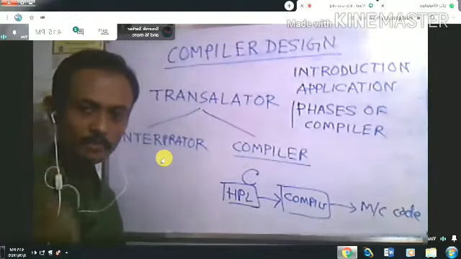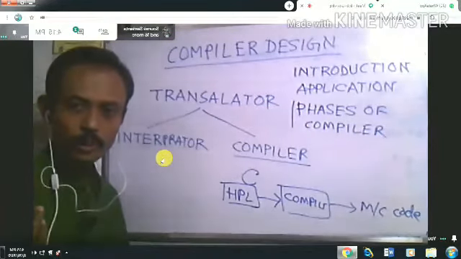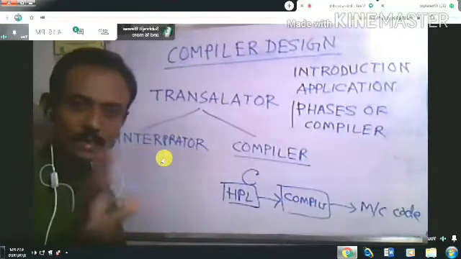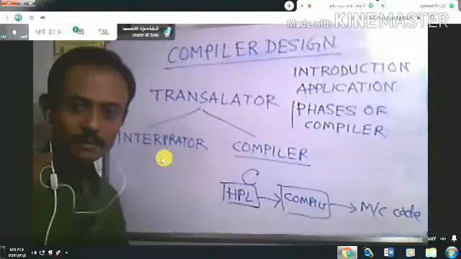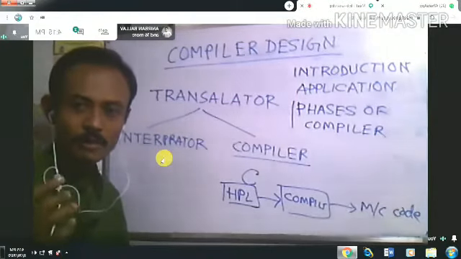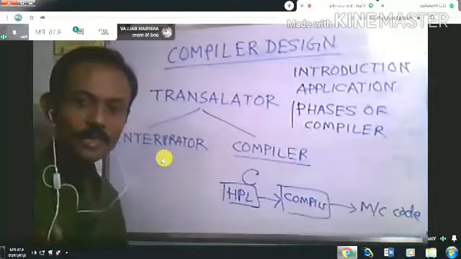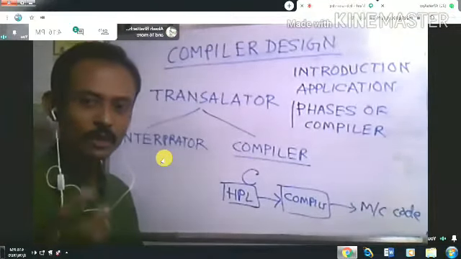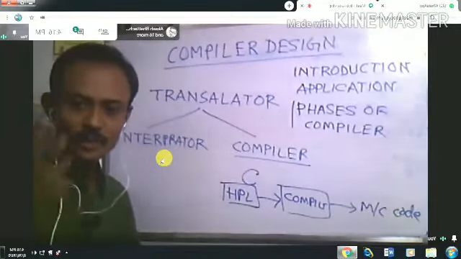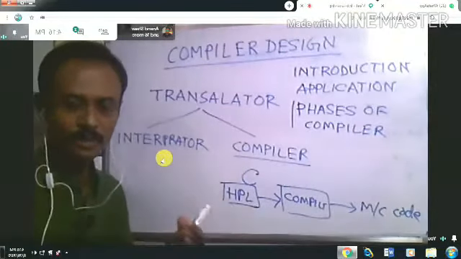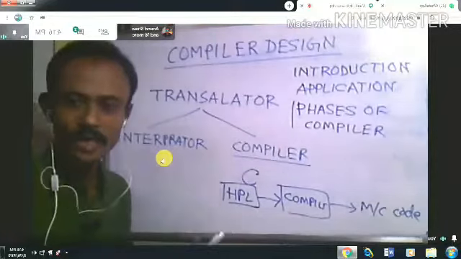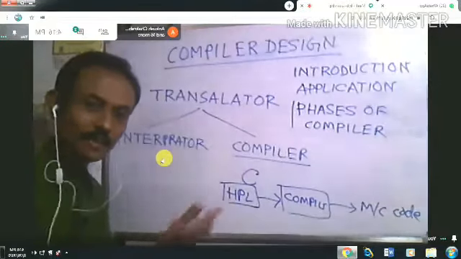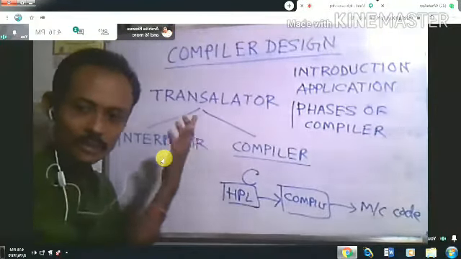So far, up to this level, we are familiar with the term compiler. Got it? But this subject is solely dedicated to compiler design. That means here we will study how a compiler is actually designed. So basically we will see the compiler from a different perspective. So far we have seen the compiler from a very simple perspective.